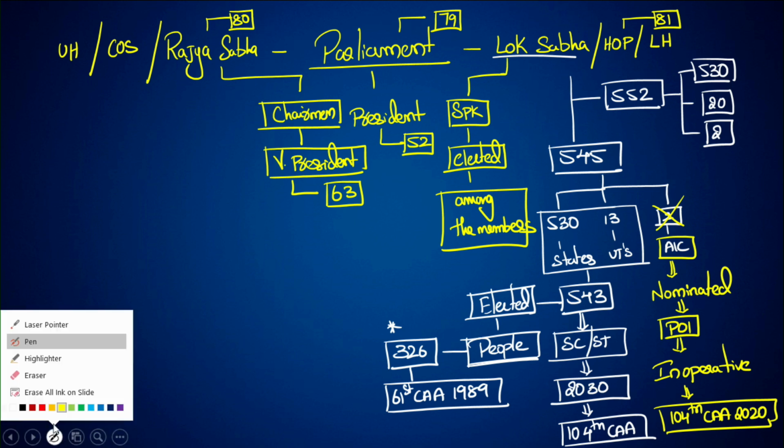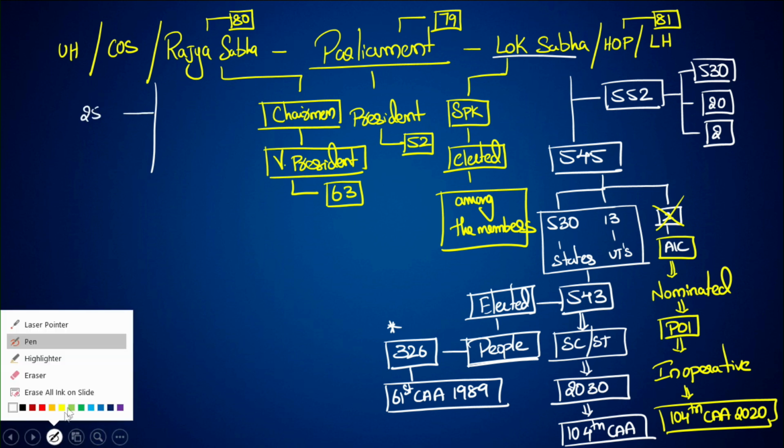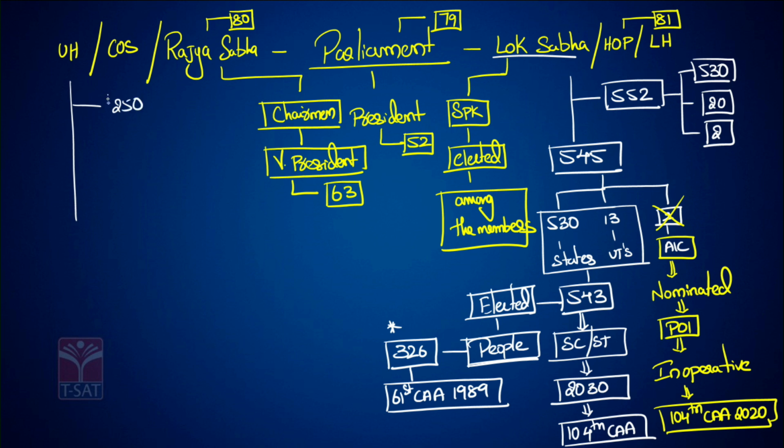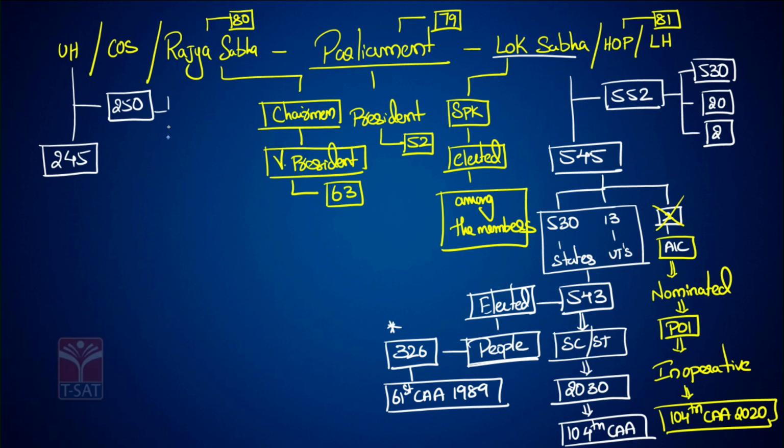Now what is the composition of the Rajya Sabha? The maximum strength of the Rajya Sabha is 250. Let me do it in a reverse way, so it will be easy for us to write. The present strength of Rajya Sabha is 245. Out of this 250, 238 are elected and 12 are nominated. Now presently out of this 245, 233 are elected and 12 members are nominated.